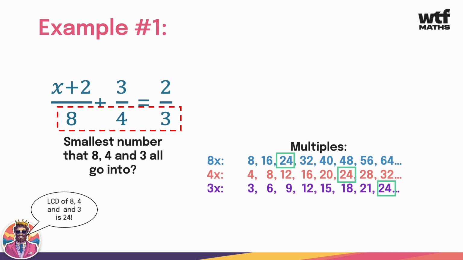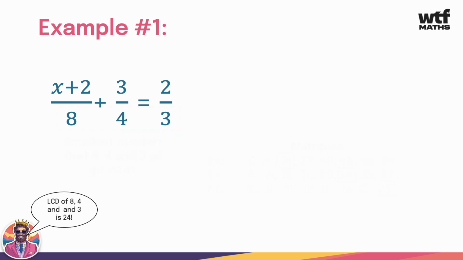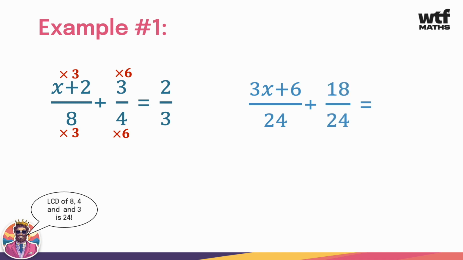Now, over time, you'll be able to do this in your head. You won't need to write all the multiples out. This is just a visual way of showing you what's going on. So, if we want to get all these denominators to 24, we need to times the first fraction by 3 on the top and the bottom. This will change it into 3x plus 6 on the top over 24. For the next fraction, to turn 4 into 24, I need to times the bottom and top by 6. This will end up with 18 over 24. And finally, to turn 3 into 24, I just need to times the bottom and top by 8. So we end up with 16 over 24.